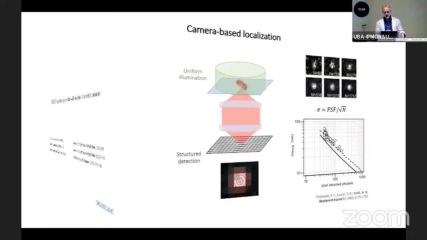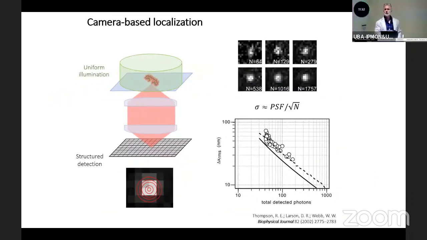So yesterday we saw that the usual way to localize a molecule is basically using a camera. You use a uniform illumination. If a molecule is fluorescent, you can get an image of it on a structured detector, like a CCD or a CMOS camera, and you get this kind of image, and you can pinpoint its position.